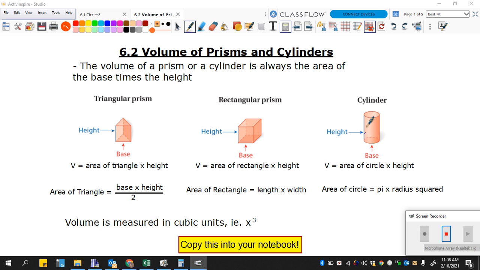For a cylinder, find the area of a circle, which, remember, is pi times the radius squared, times the height of the cylinder. A cylinder is something like a soup can, so that would tell you how much soup can be held in that can. Volume is always measured in cubic units, or the units raised to the third power. Remember, with area, it's in square units. So go ahead and copy all these formulas into your notebook, because you're going to need to use those.